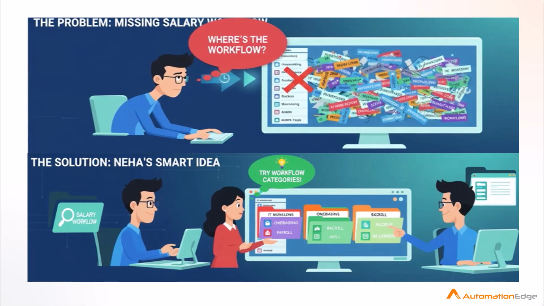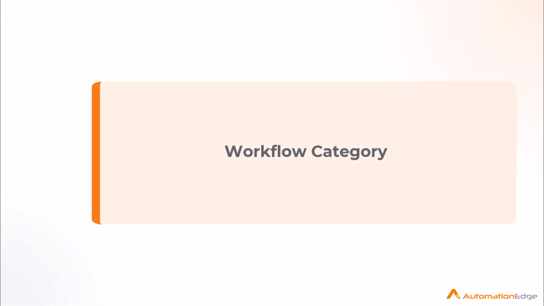Finance workflows, salary calculation, tax deduction, allowance processing, organized into a finance category. HR workflows, onboarding, leave approval, organized into an HR category. With categories in place, every workflow has a defined home. Finding, managing, and monitoring them becomes straightforward, regardless of how many exist. So what exactly is a workflow category? In simple terms, a workflow category is a logical container that groups related workflows together, making them easier to find, manage, and monitor. Think of it as a filing cabinet for your workflows. Instead of one giant disorganized pile, you have clearly labeled drawers.